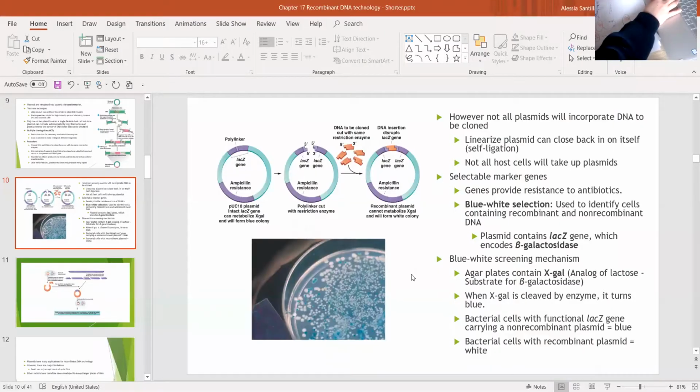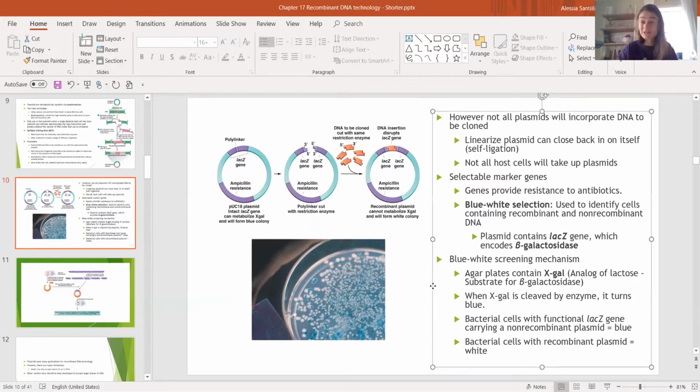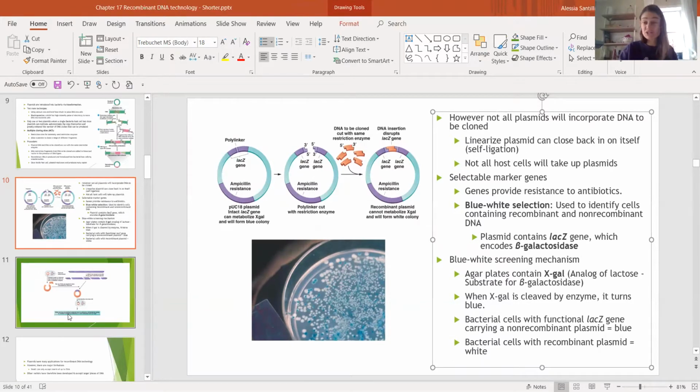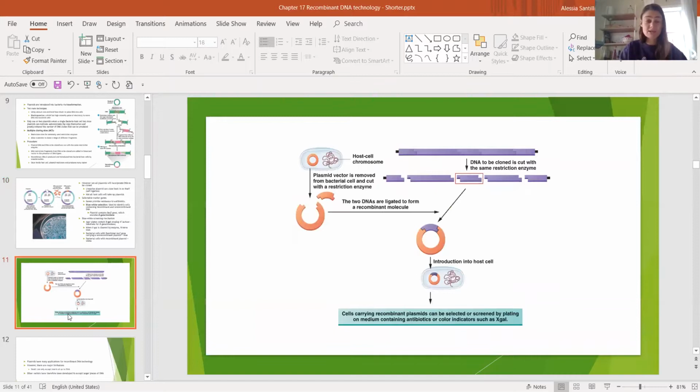You can see in this picture right here, the white colonies and the blue colonies. And so we'd want to specifically only pick the white colonies, right? So that's how it works. I think it's pretty genius how they even thought of all of this up. It's incredible.